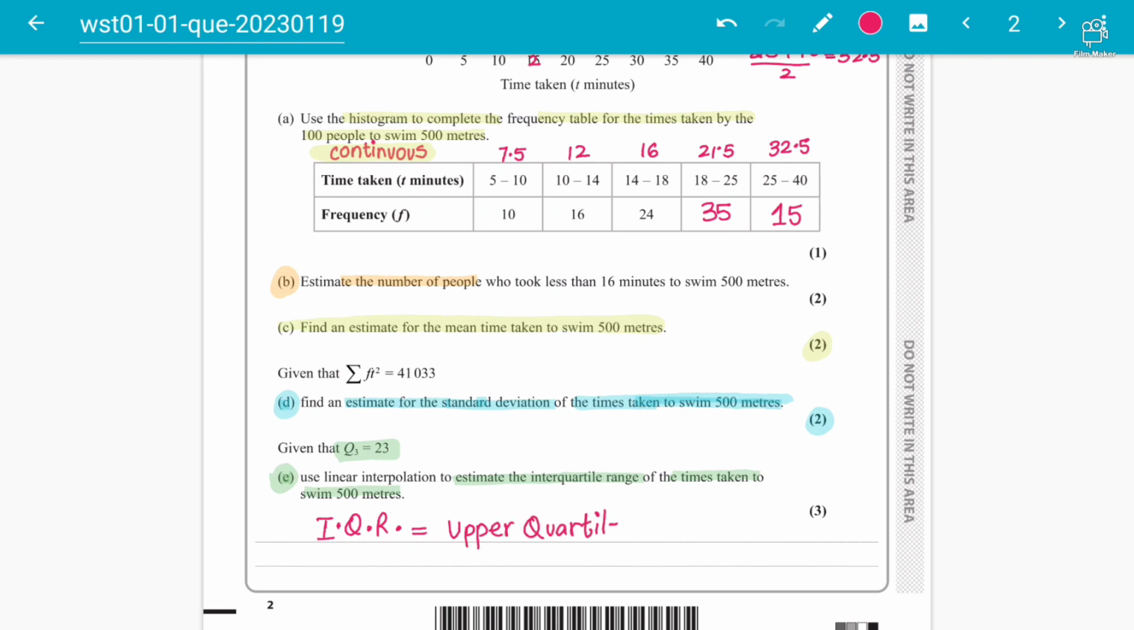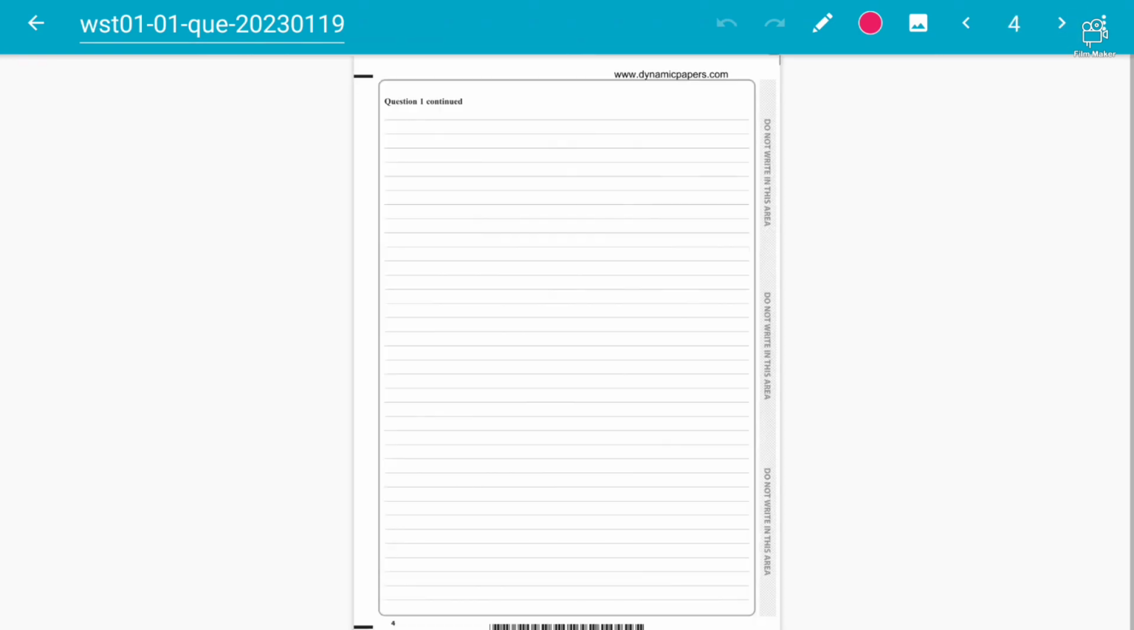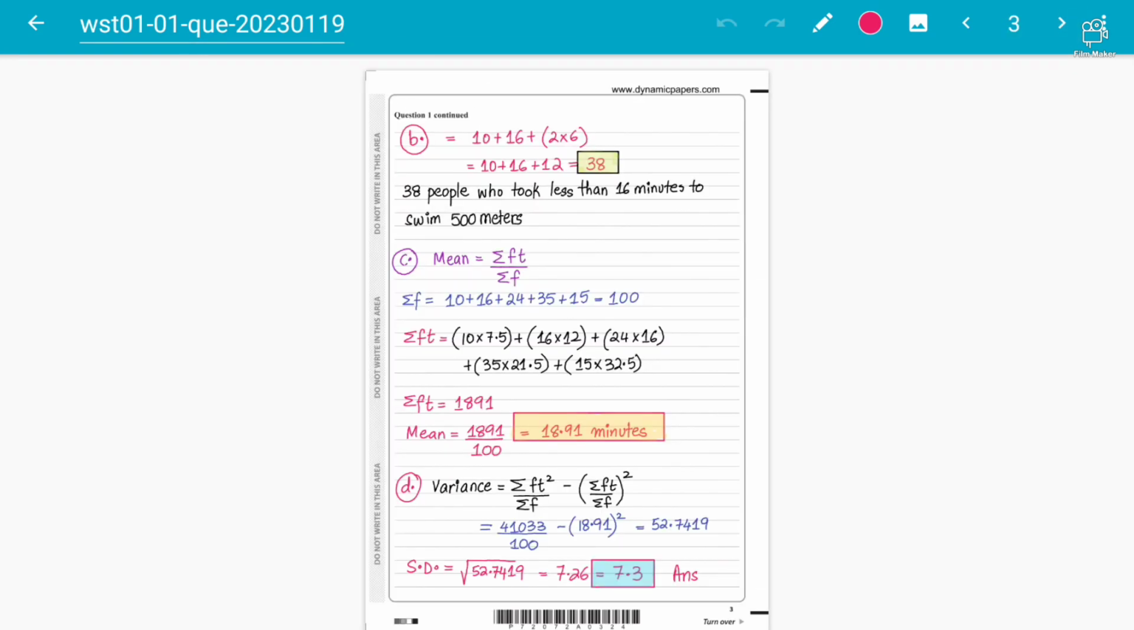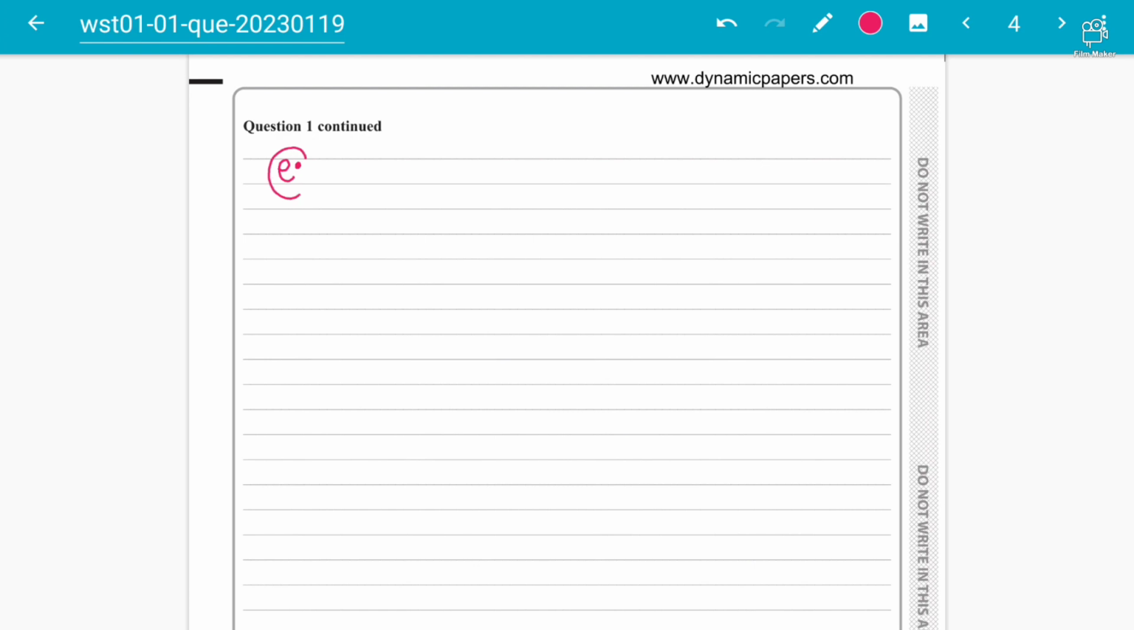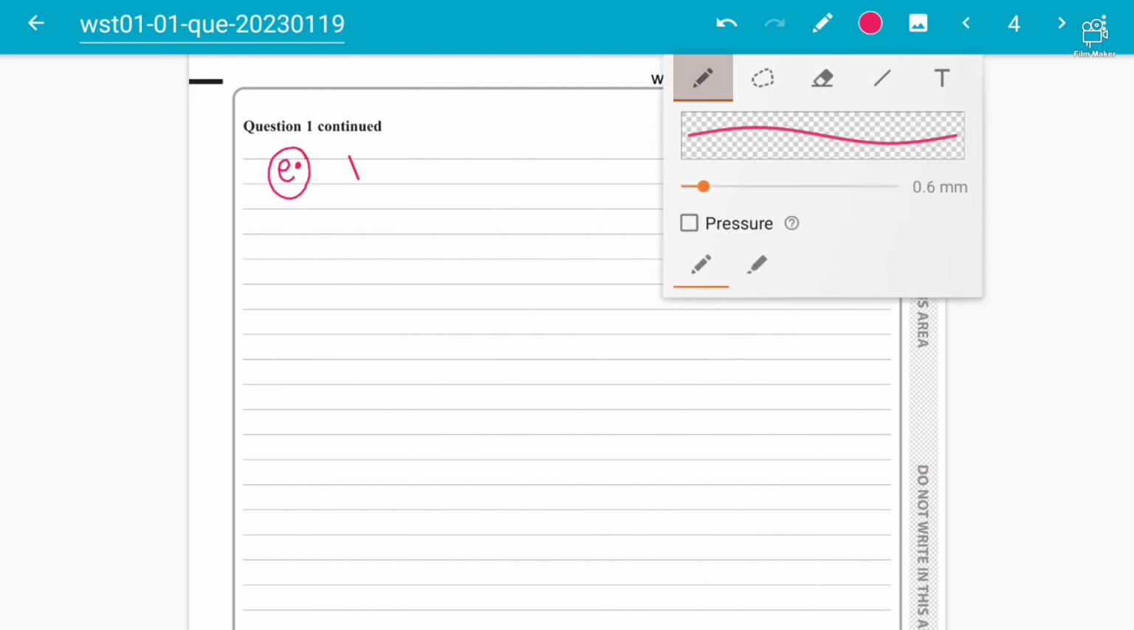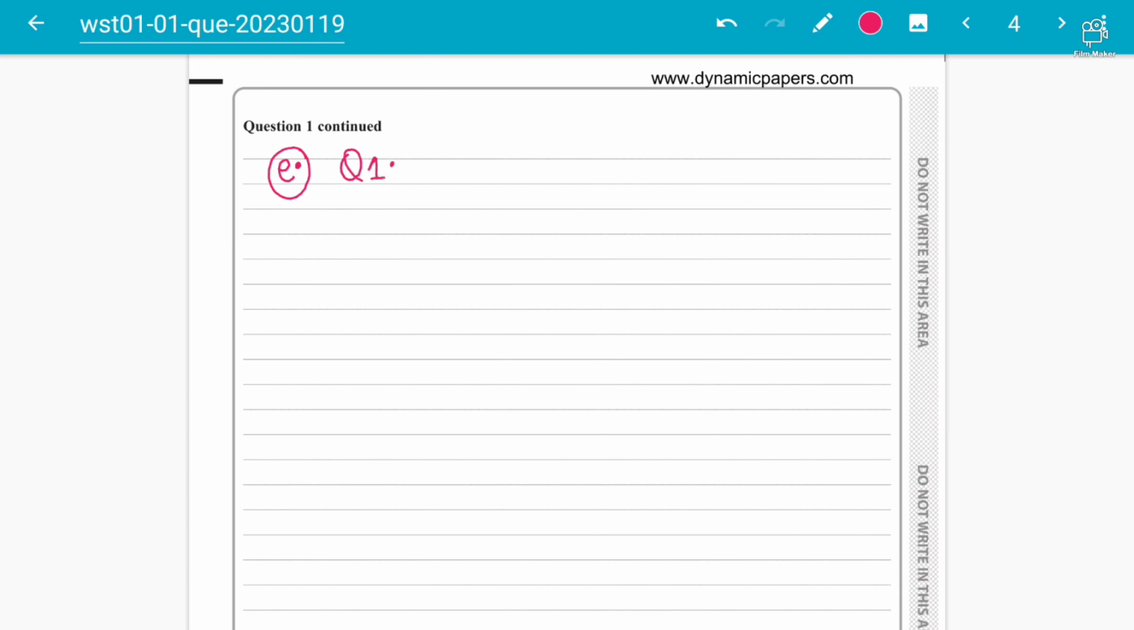That will be 1 mark only, but the main thing is finding out quartile number 1 first, that is Q1. So let's work out quartile number 1. We did till part D, so part E starts here. How do you use the interpolation? We are finding quartile number 1.